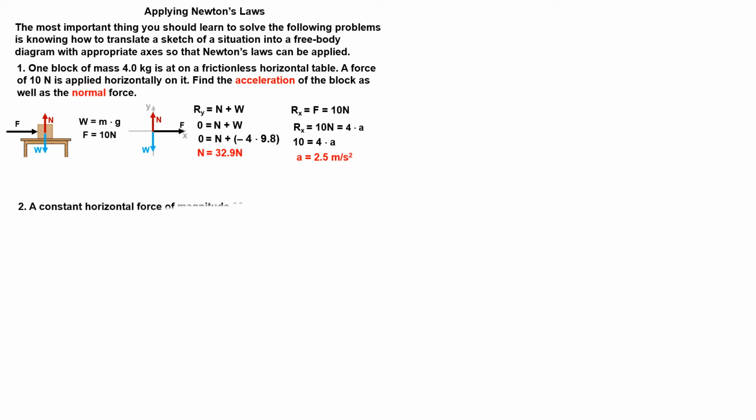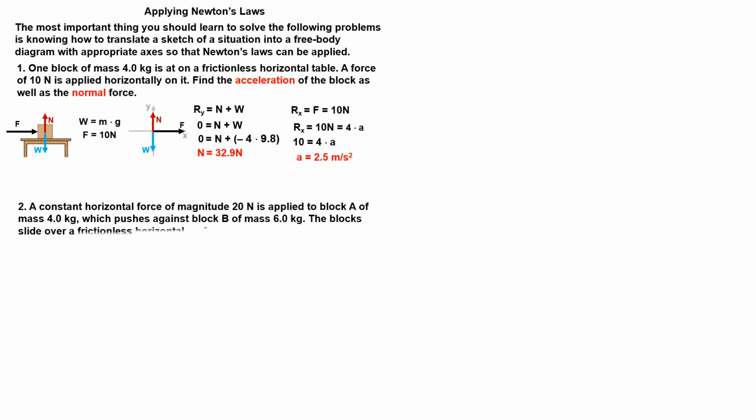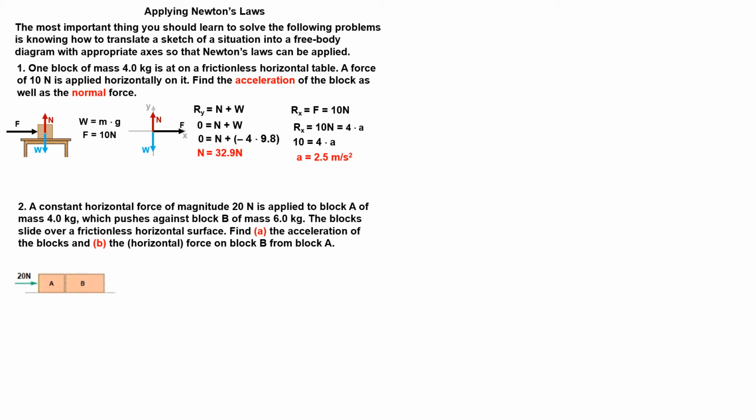A constant horizontal force of magnitude 20 newtons is applied to block A of mass 4 kg, which pushes against block B of mass 6 kg. The blocks slide over a frictionless horizontal surface. Find the acceleration of the blocks and the horizontal force on block B from block A. Make a diagram and identify the forces acting on each body.